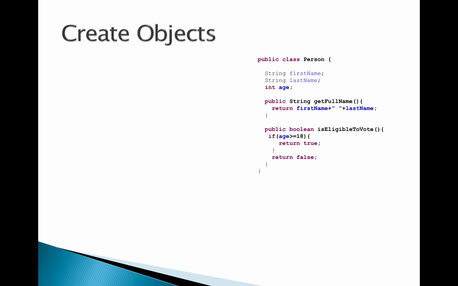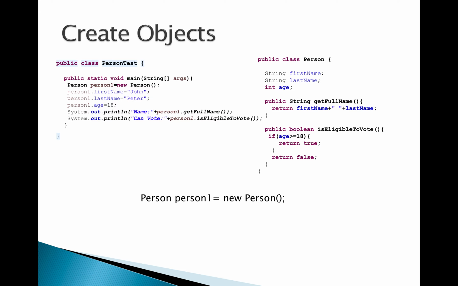Now I need to create objects for this class. How do I create objects? Let's take another class, have a main method there, and write person1 equals new Person. So what is this person1 equals new Person? Whenever you say new Person, the new Person part is going to create an object. Here the first Person stands for the class name, and new Person is nothing but an object of the class.